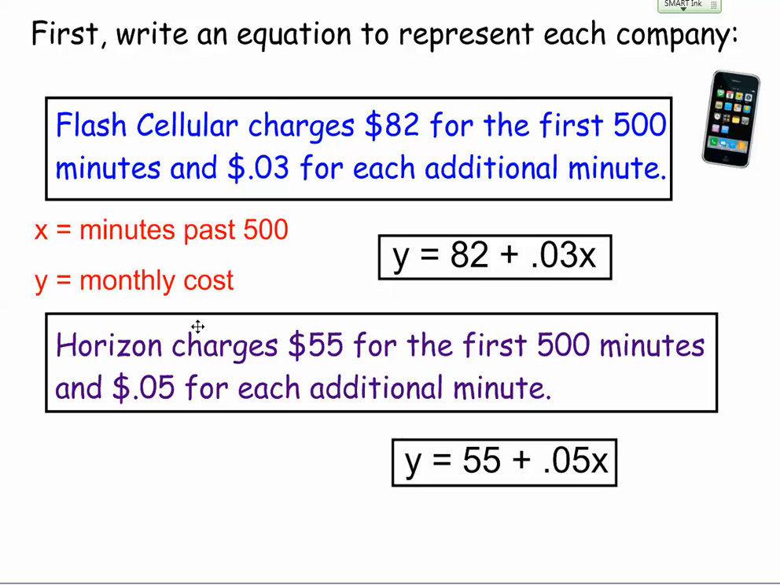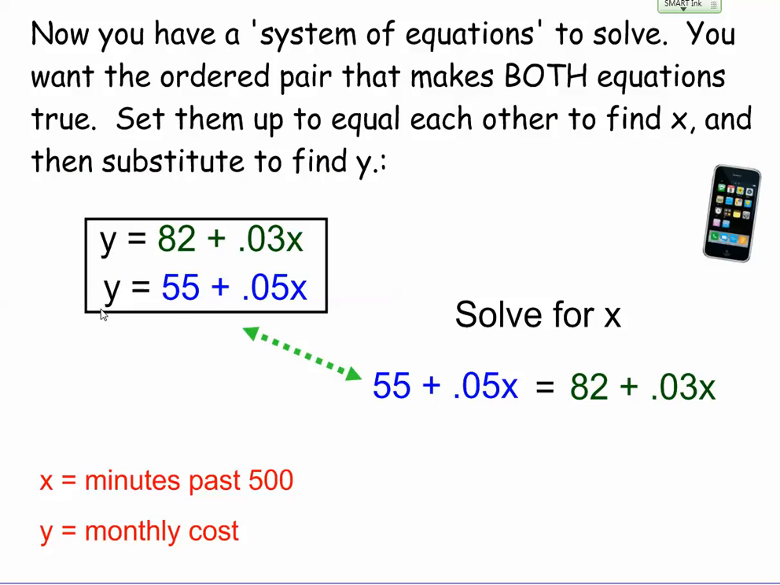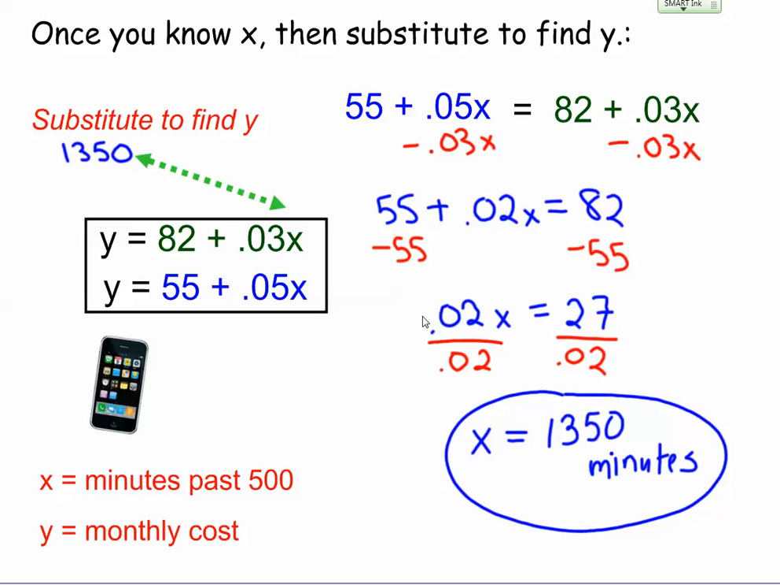So the first thing you had to do is write an equation to represent each company, and you guys did that well. And then we need to solve that system of equations. So if y equals this and y equals this, then this equals this. So we set it up here. And now we subtract 3/100 of x from both sides. And now we have 82 is equal to 55 plus 2/100 of x. We subtract 55 from both sides, and we get 2/100 of x equals 27. Divide both sides by 2/100, and we get 1,350 minutes. So when I've used my phone after the first 500 for 1,350 minutes, then both companies will cost the same.